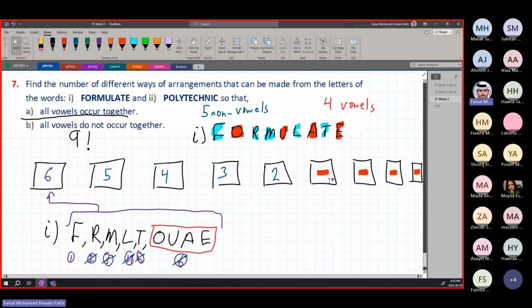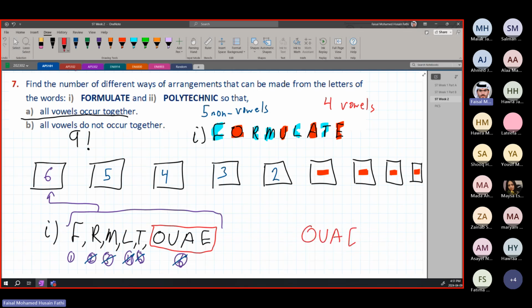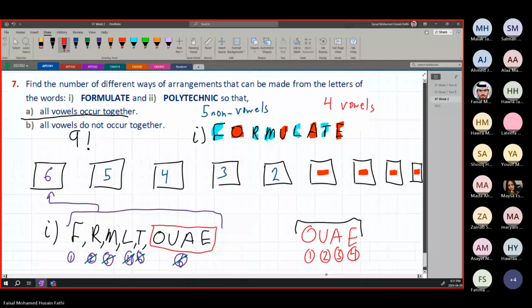And then we have to choose now the order of these vowels themselves: O, U, A, and E. And we're going to do the exact same thing again. Okay? So how many letters do we have? We have 1, 2, 3, and 4. So the first one we have here is going to be 4.